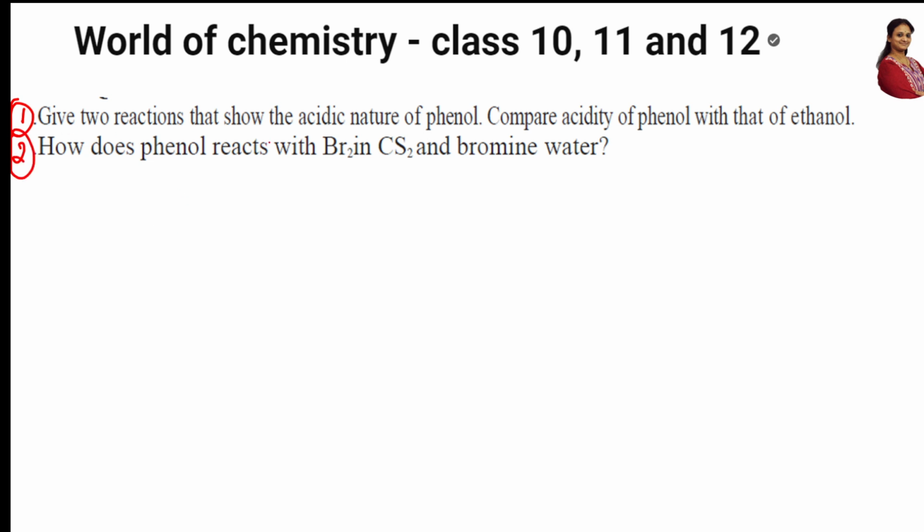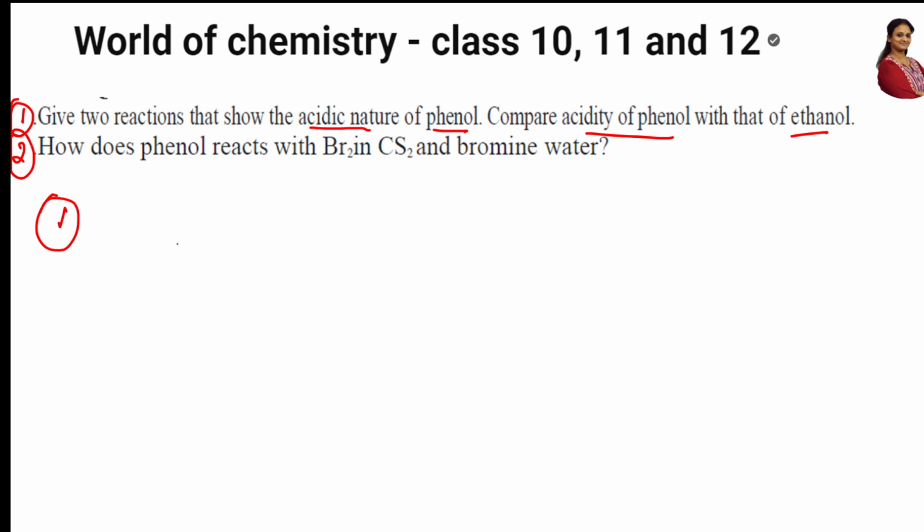Give two reactions that show acidic nature of phenol. Compare acidity of phenol with that of ethanol. So they are asking us to give two reactions which show acidic nature. So normally students, when do we call something an acid? A particular substance or compound, if it reacts with a metal and releases hydrogen gas, then I call it an acid. Correct, right?